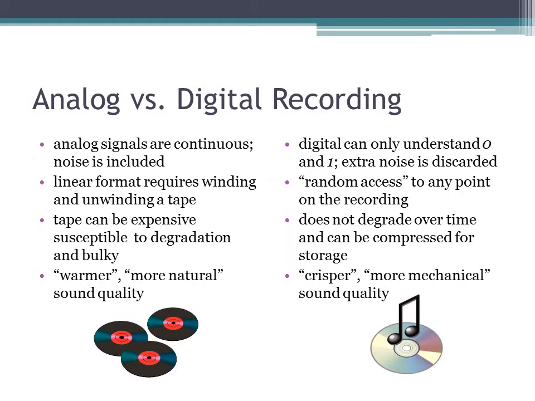So what this really comes down to is the quality of the sound. Analog has a warmer, more natural sound quality. If you listen to LP records, it has that sort of tone to it. Whereas digital recording on a compact disc is going to be sharper and clearer, but sometimes it sounds a little bit more mechanical. So it really just comes down to your personal preference.